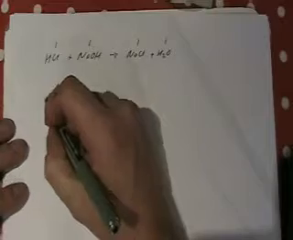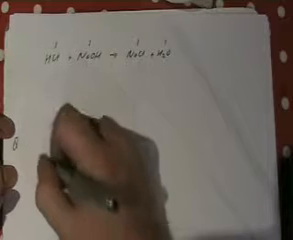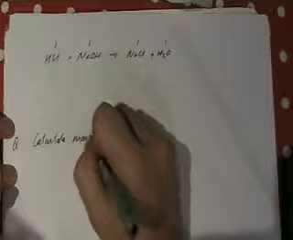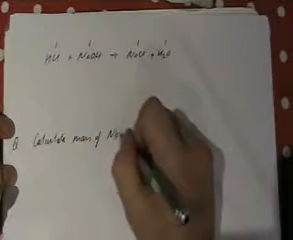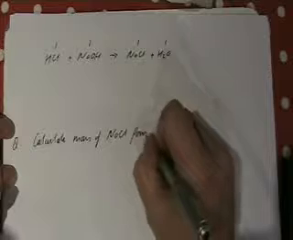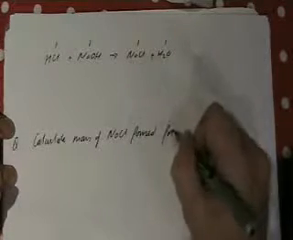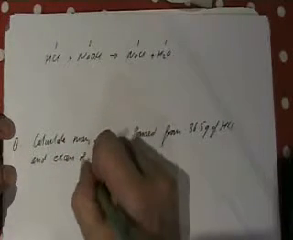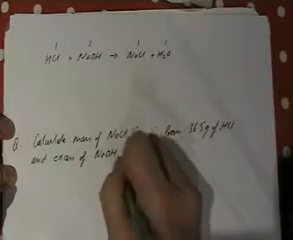Okay. And the next thing we do is we obviously read the question. So let's say the examiner says to us, calculate the mass of NaCl formed from, let's say, 36.5 grams of HCl and an excess of sodium hydroxide.